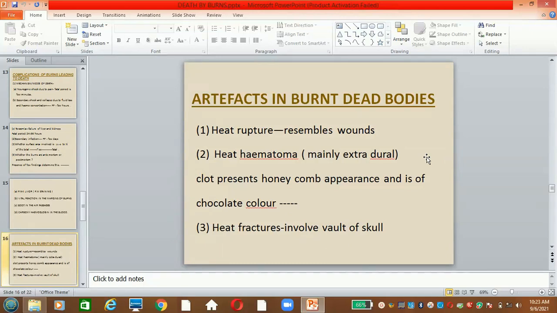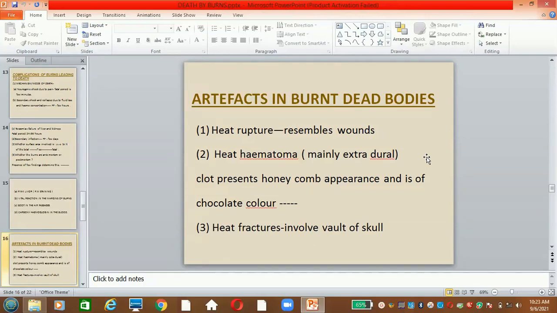In cases of these dead bodies, there is heat rupture. Because of extreme heat, there may be rupture of the skin and underlying tissues. These open areas resemble incised wounds. In fact, these are not incised wounds. It is due to the effect of extreme heat, which shows some open wounds, but these are not antemortem incised wounds.